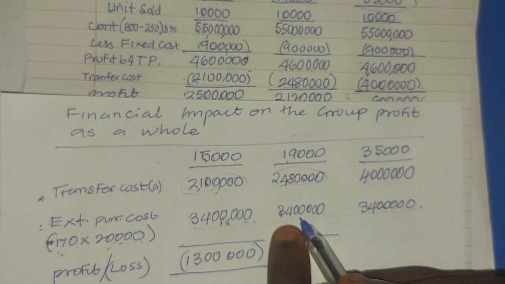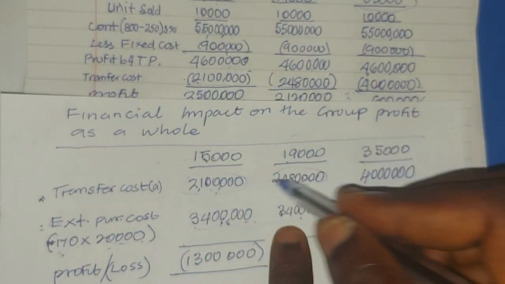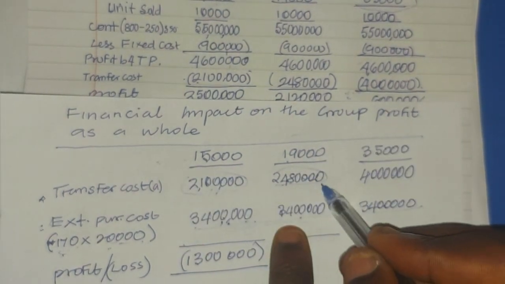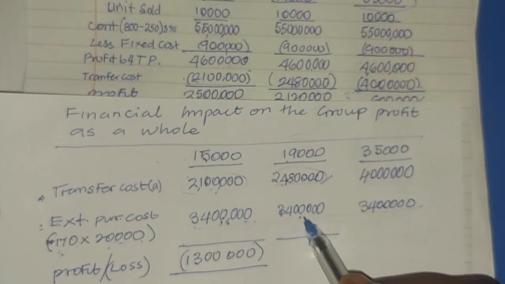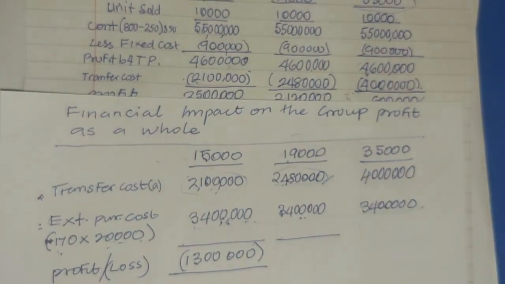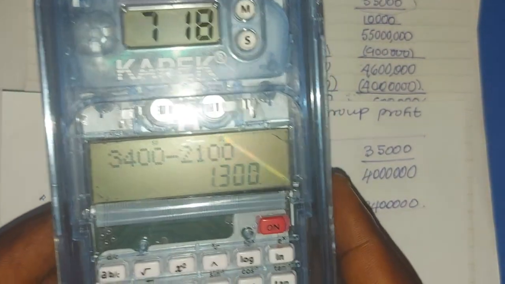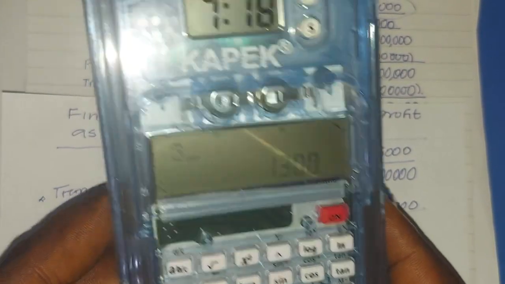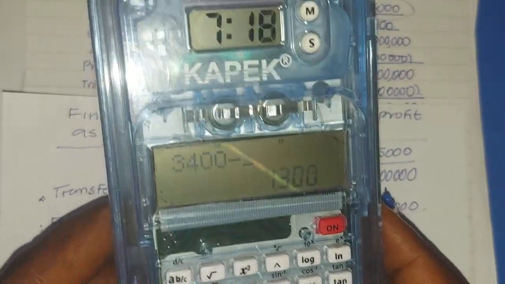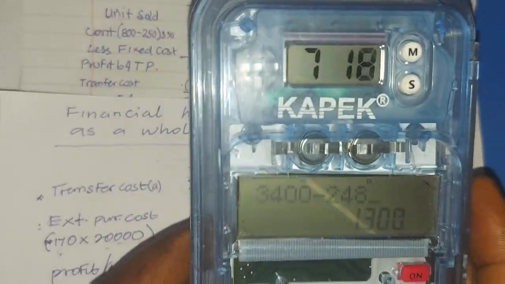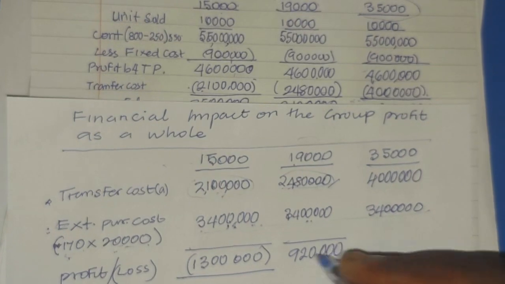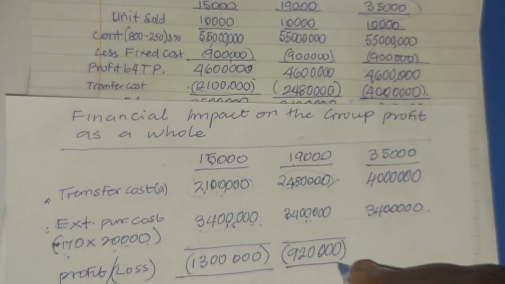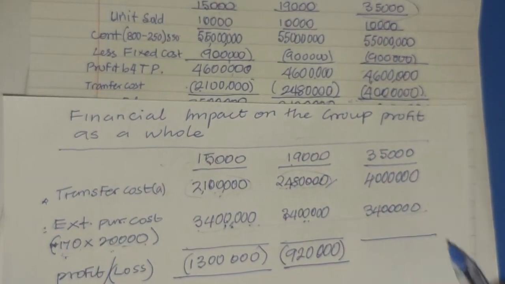In this case too, it's paying more. If the company policy is followed, this is the transfer cost. But if the company policy is not followed, it's paying more also. By how much? Let's see: 3,400,000 minus 2,800,000, and it's paying more by 600,000. Okay, class, that's the financial impact.